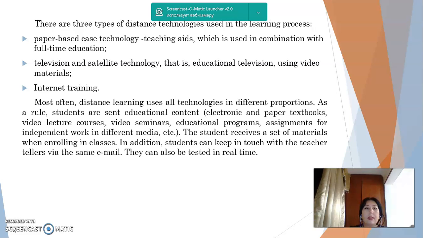As a rule, students are sent educational content like electronic and paper textbooks, video lecture courses, video seminars, educational programs, and assignments for independent work in different media. The student receives a set of materials when enrolling in the class. In addition, students can keep in touch with the teachers via email. They can also be tested in real time.